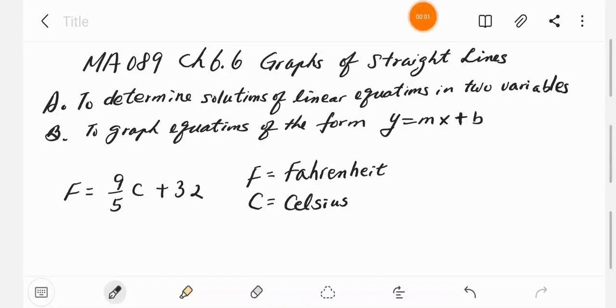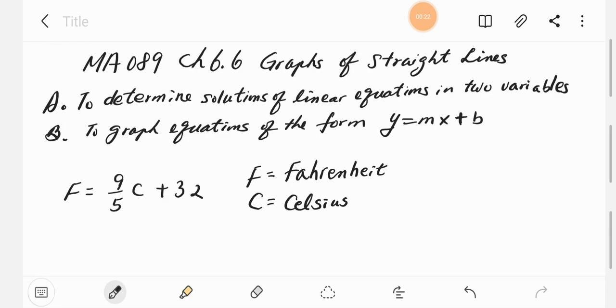Chapter 6.6 Graphs of Straight Lines. The objectives of this section are to learn solutions of linear equations in two variables, and to graph equations of the form y equals mx plus b.